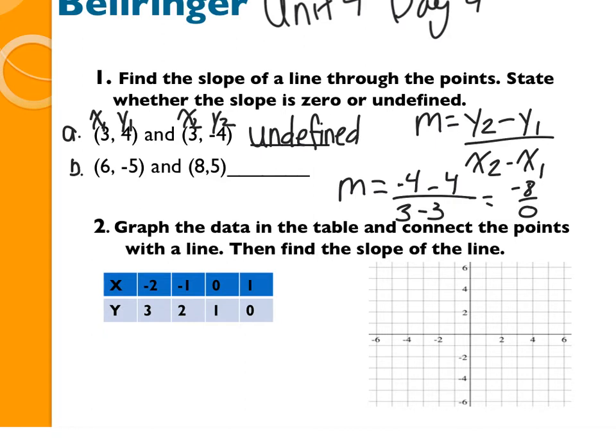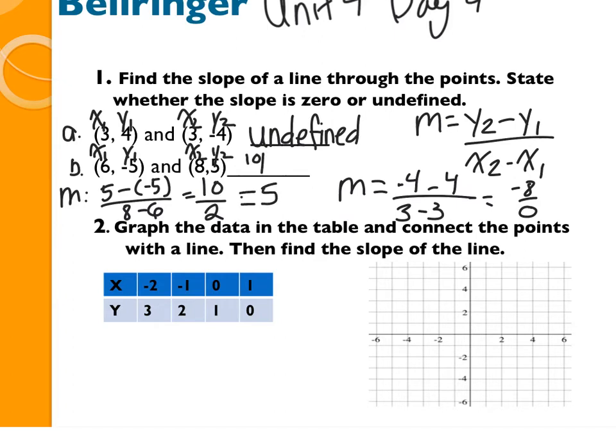On B, x1, y1, x2, y2. So m equals 5 minus negative 5 over 8 minus 6. 5 minus negative 5 equals 10. 8 minus 6 equals 2. You can leave it as 10 over 2, or you can reduce it to 5. So 10 over 2 or 5.